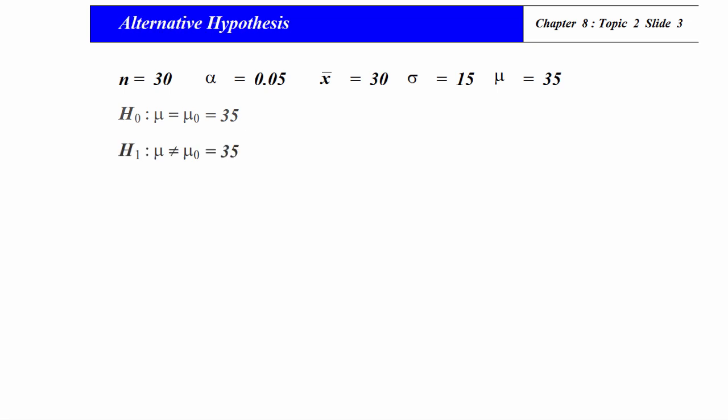Alternatively, as we have observed a sample mean of 30, we believe that it is either not equal to 35, or we could argue that it is less than. Less than is a stronger statement.